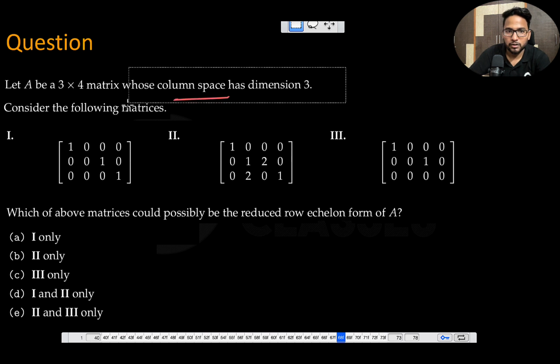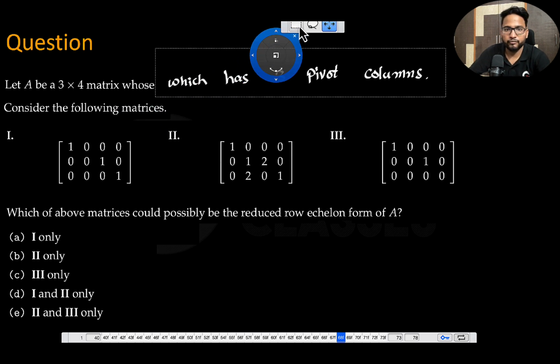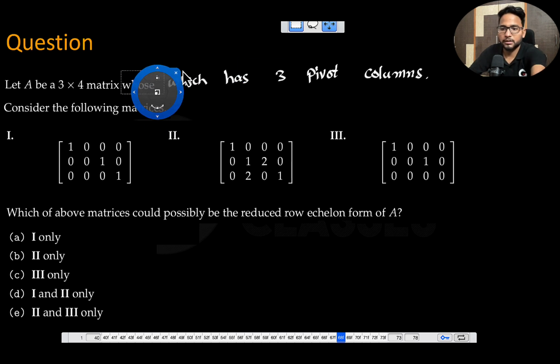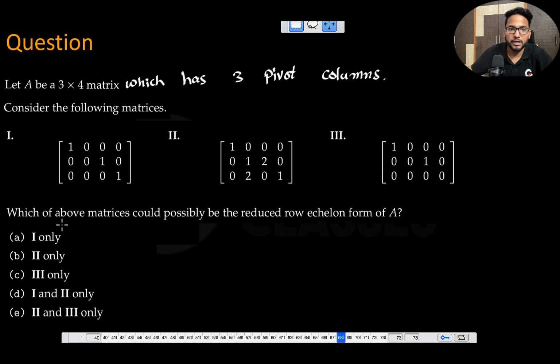So a matrix which has 3 pivot columns. This is the wording of this particular question. Now what they are saying: consider the following matrices. Which of the above could possibly be the reduced echelon form of A? If it has 3 pivots, first of all let's see how many pivots each has. 1 pivot, second pivot, third pivot.